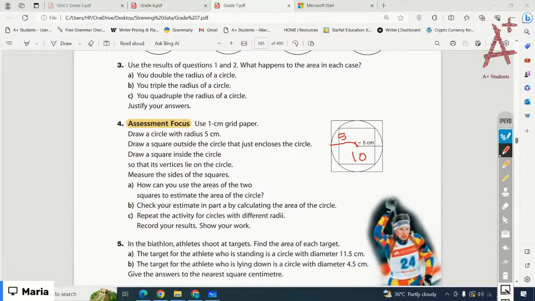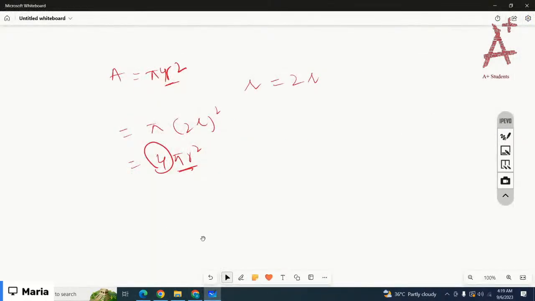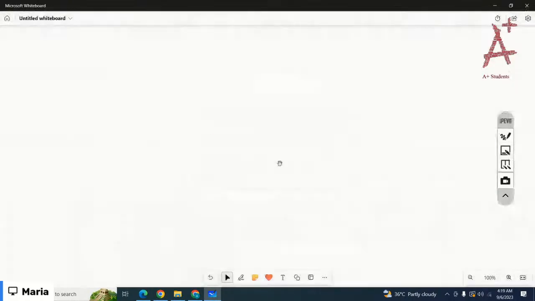And you can even measure the smaller side of the square, if you can make this on 1 centimeter grid paper. So let's just do it on the board. For the larger square, it would be 10 centimeter, and for the smaller square it would be around 7 centimeter. You can make it on the square paper and you can see that would be around 7 centimeter.